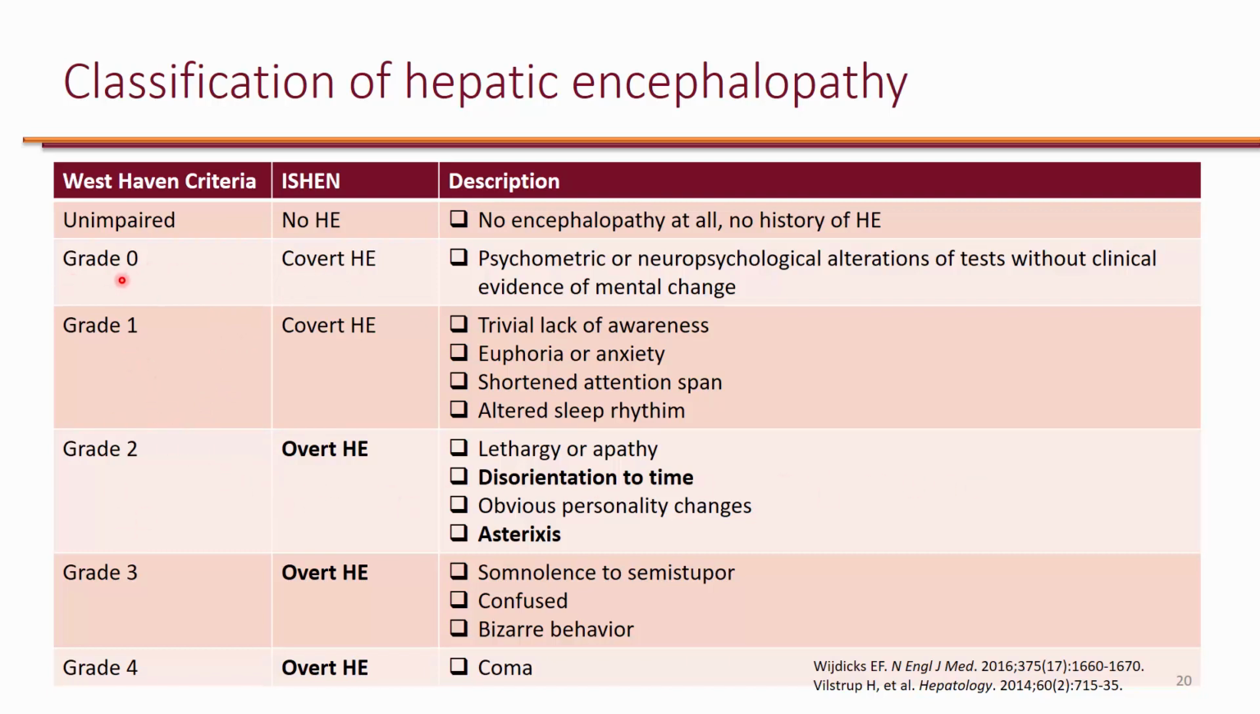Typically grade 0 and 1 would be covert hepatic encephalopathy, and here are some descriptions. Anything grade 2 and above is considered overt hepatic encephalopathy. So ascites and disorientation to time is what you should look for in order to know if someone has overt hepatic encephalopathy. And obviously, as the grading goes higher, you will have more severe hepatic encephalopathy, with grade 4 being the most severe, which is basically the patient being in a coma.